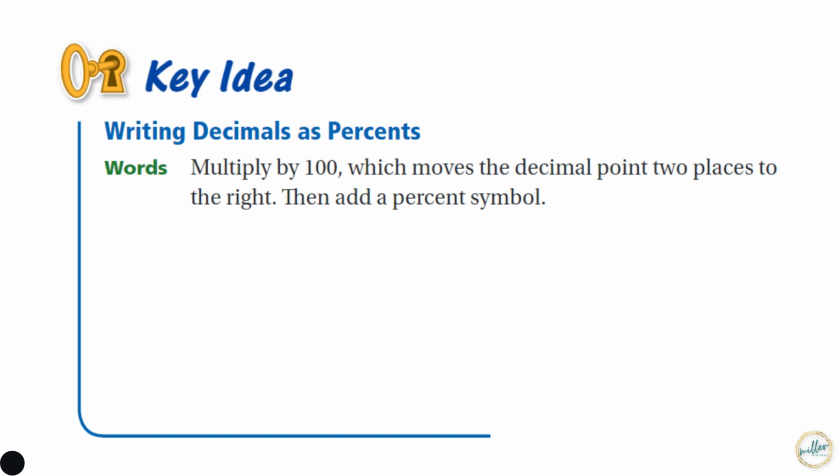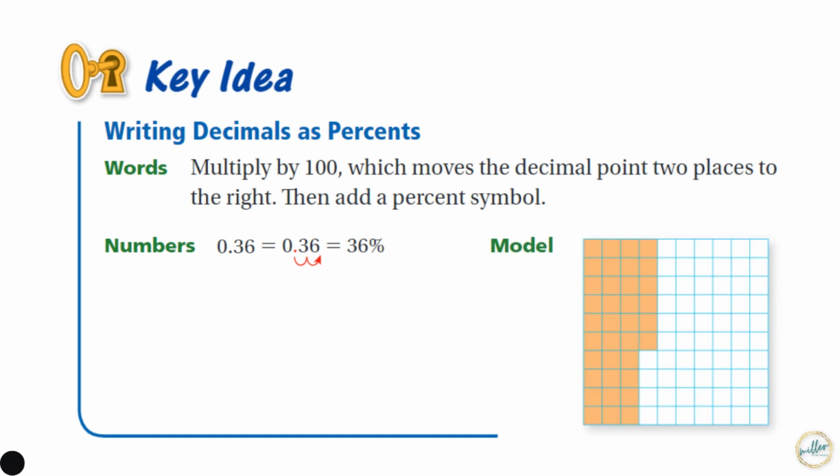In numbers, we have an example, 0.36, or 36 hundredths. That equals 36 when we move the decimal point 2 places to the right. And then when we add the percent symbol back on, we have 36%. As a model, we can see the grid of 100 boxes, and 36 of the boxes are shaded.